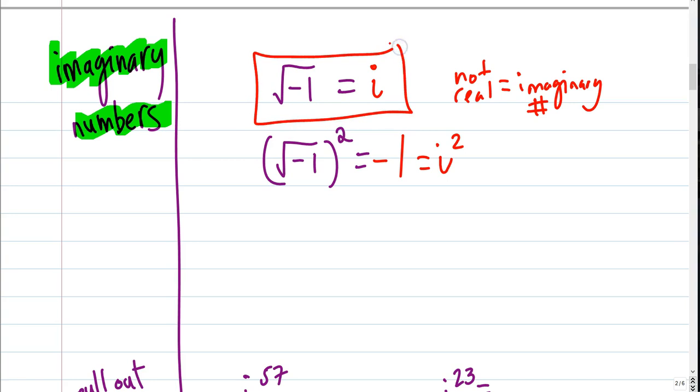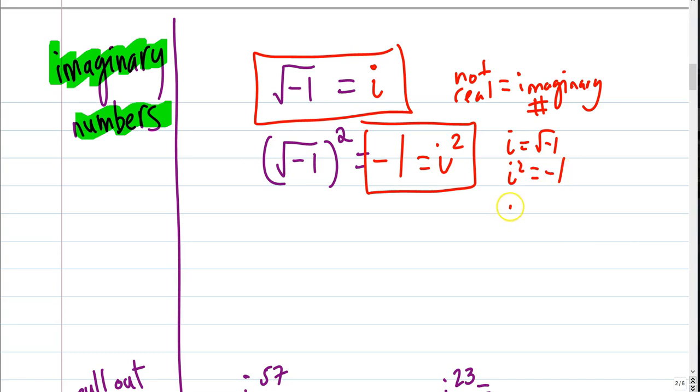You need to know this. Okay? i and i squared. i is the square root of negative 1. i squared is negative 1. Because what we do is we build on this and we go, well, dang, if i is the square root of negative 1 and i squared is negative 1, what's i to the third?